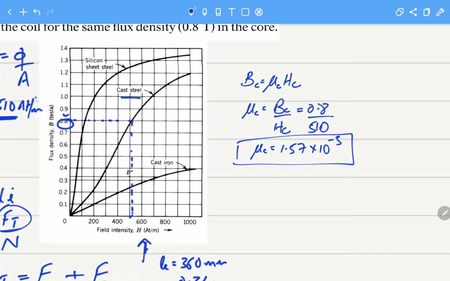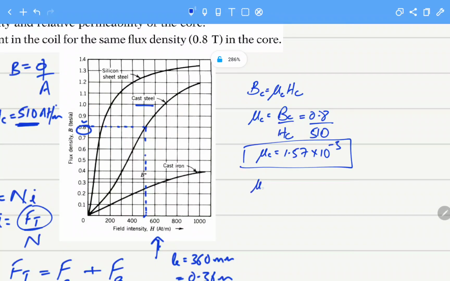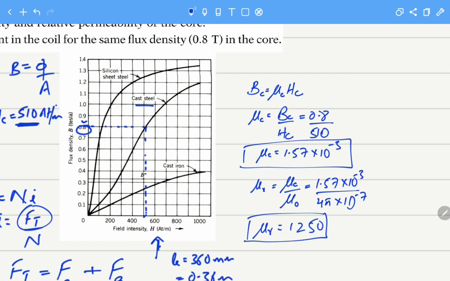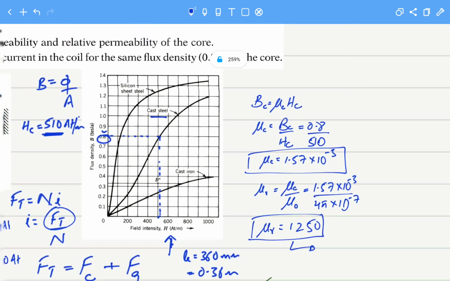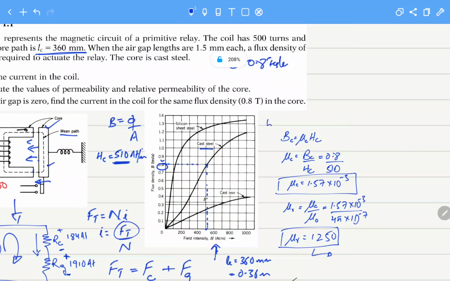Now the formula for relative permeability is mu R equals mu C, C is for core, divided by mu naught. So we have 1.57 times 10 to the power minus 3 divided by 4 pi times 10 to the power minus 7, and the relative permeability of our core is 1250. This relative permeability means that our cast steel core is 1250 times more magnetic as compared to air. So this was our part B.